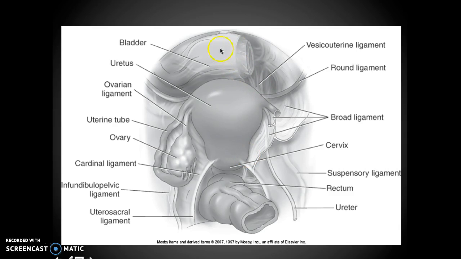Looking here, this is anterior, this is your bladder, your uterus, your rectum, your broad ligament around back, your cervix is down at the bottom, you have a ureter on both sides coming down, and you can see your ovaries with your fallopian tube.